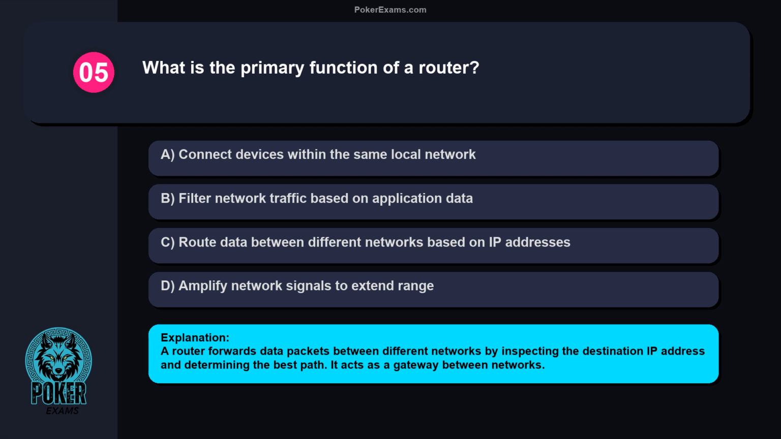A router forwards data packets between different networks by inspecting the destination IP address and determining the best path. It acts as a gateway between networks.